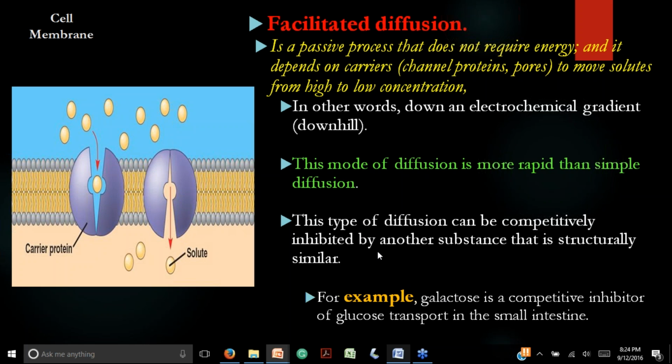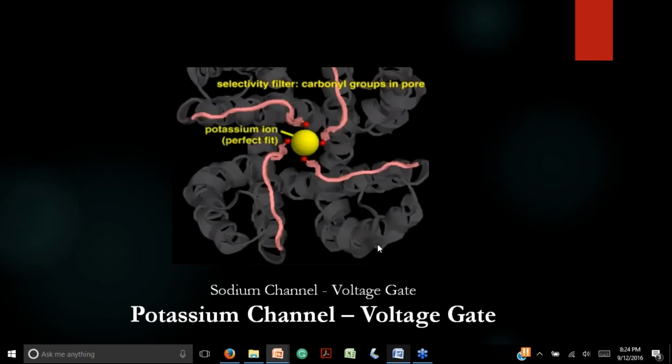So they can work as a competitive inhibitor. All right, so here just to show you, here are these proteins. These proteins are specific and they are selective.